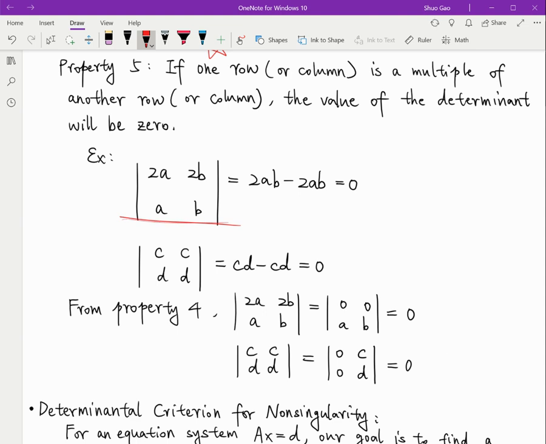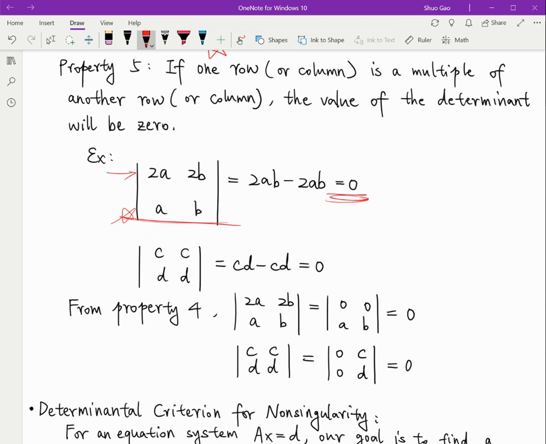Right, so this is similar to what we have talked about, the linear independence case. So in this example, the first row and second row are linearly dependent because we can represent the first row using the second row. Right, the first row is just twice the second row, so they are linearly related to each other. So in this case, this matrix is not linearly independent. Right, the rows are linearly dependent on each other, and so the determinant will be 0.